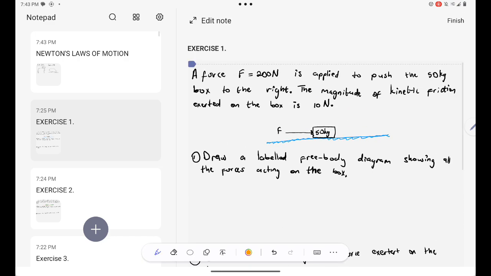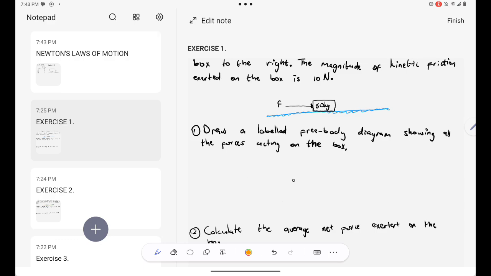Let's apply our knowledge. We are told that a force of 200 Newton is applied to push the 50 kg box to the right. The magnitude of the kinetic friction on the box is 10 newtons. The first question, they want us to draw a labeled free body diagram showing all the forces acting on the box. Okay, our box is in the universe, so our box will definitely experience a gravitational force, or usually called a weight. Are you together? Secondly, our box is on top of a surface, so it will have a normal force. Normal force is just a contact force, guys, which is always perpendicular to the surface. Always perpendicular to the surface, né?